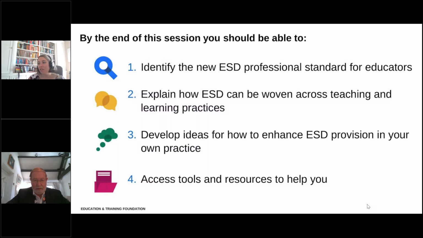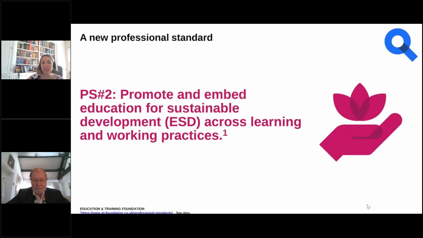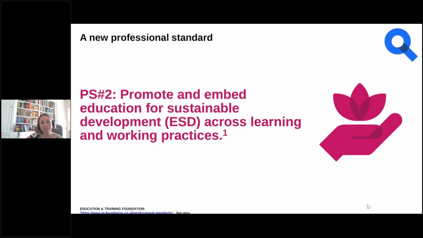So let's kick off. The new professional standards were revised earlier this year, and professional standard number 2 now is for educators to promote and embed education for sustainable development, or ESD, across learning and working practices. I'm going to try and keep light on the acronyms today, not use too many, but ESD will be used throughout. So ESD, Education for Sustainable Development.